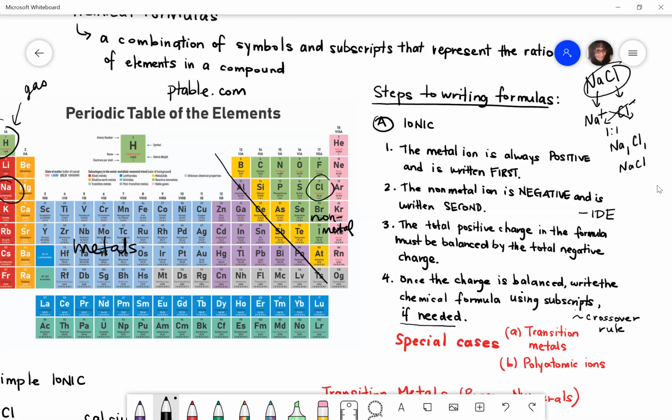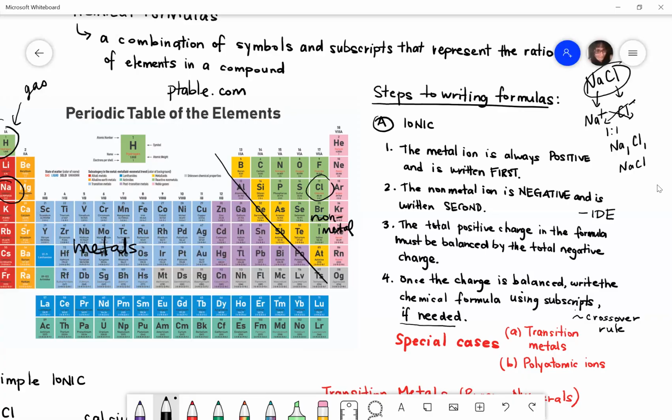Once the charge is balanced, write the chemical formula using subscripts. In this case, we know, and all chemists know, that there are little ones beside the sodium and the chlorine within this compound, but the ones are just redundant. So that's why we don't write them in. But you'll notice for the other examples that sometimes there's a little 2, or a little 4, or a little 3, or something like that. In that case, the subscripts become important.